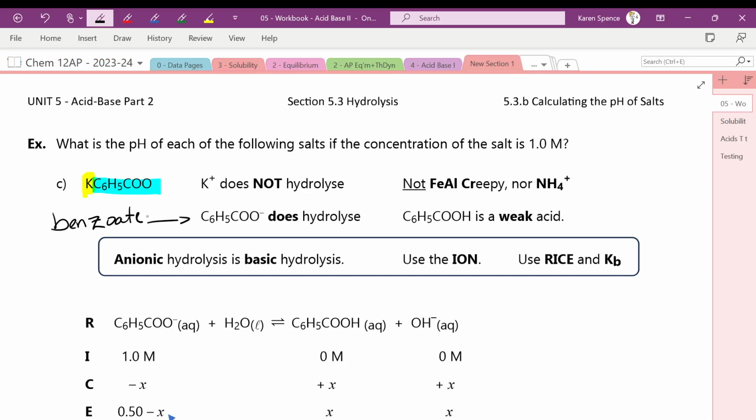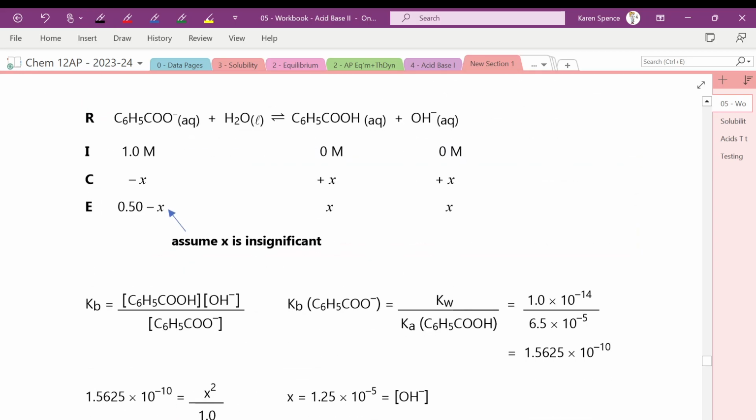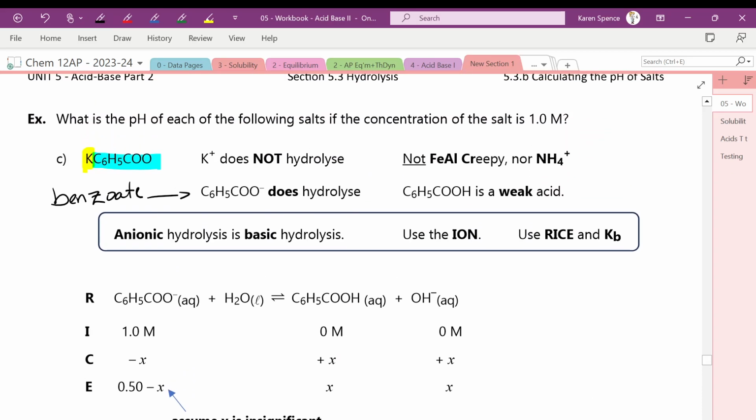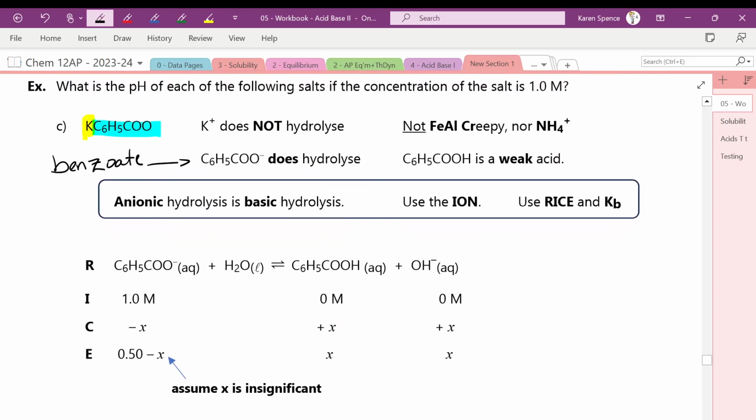Will the benzoate ion accept a proton or donate a proton? Accept. Yes, you had a question. Why 0.5? Where? On the equilibrium to the right table. Oh, that's because I just can't write. It should be 1.0. There we go.